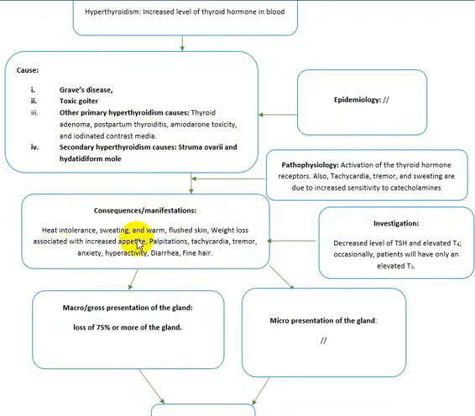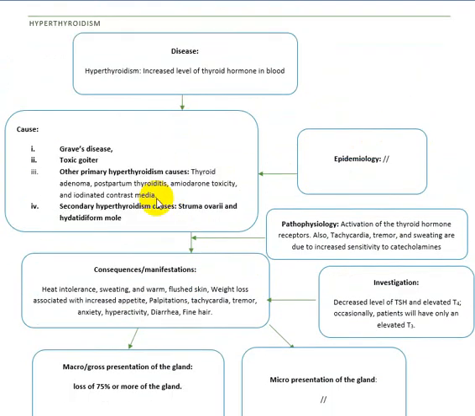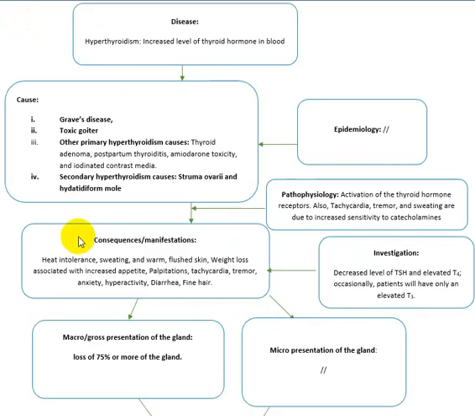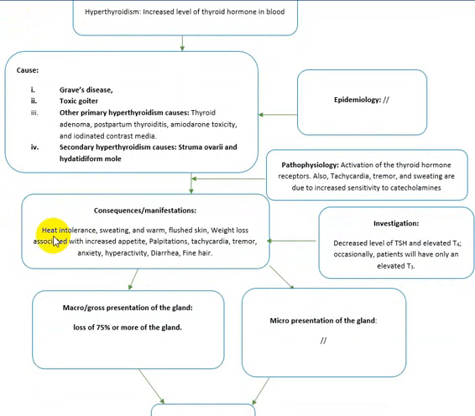The manifestations of hyperthyroidism: the person is going to have heat intolerance, sweating, and flushed skin. You have weight loss associated with increased appetite. You have palpitations, tachycardia, tremors, anxiety, hyperactivity, diarrhea, and fine hair.